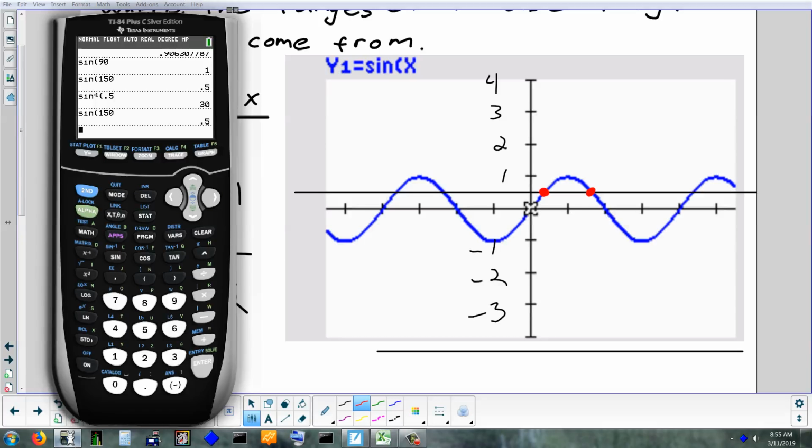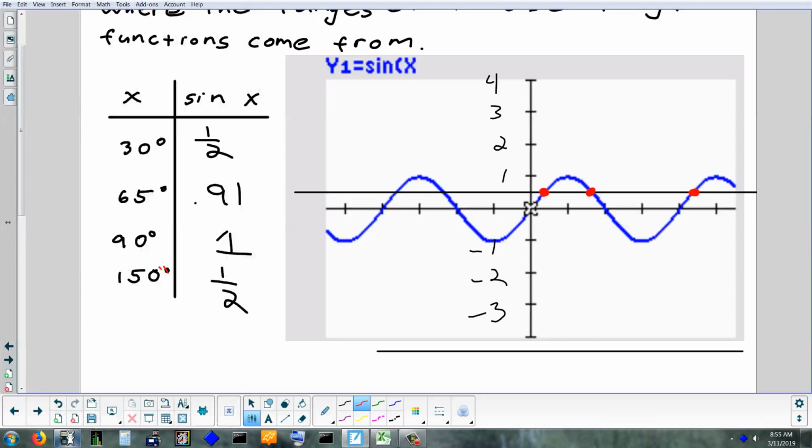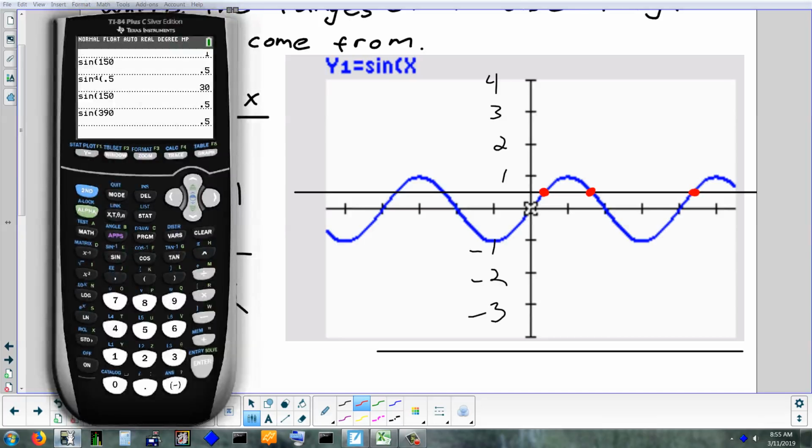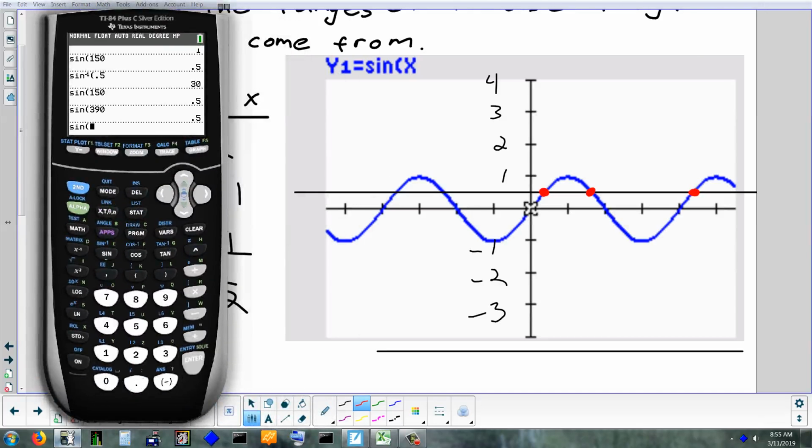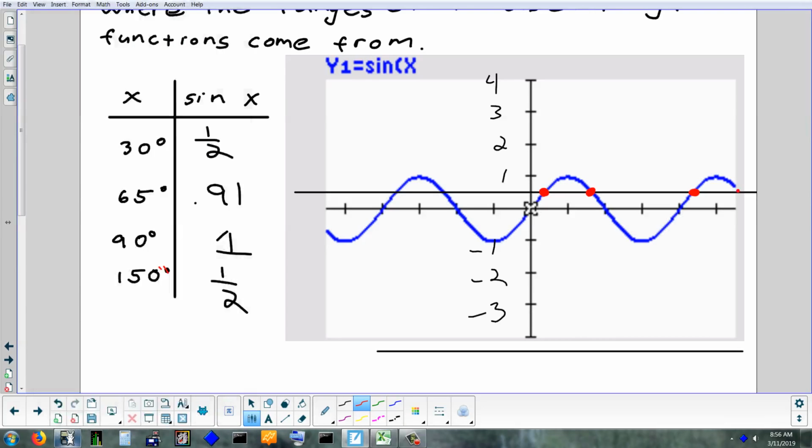And I could come up with more and more answers. I could do the sine of 390. There's another one that comes out to a half. That one is over there. I could do, let's see, one more. Let's do the sine of, no, not 410. Let's see, it'd be 150 plus 360. 510. Sine of 510. Another answer that's a half. That one is over here. So basically I could continue this forever. I could keep finding numbers that I could take the sine of and get a half as an answer.